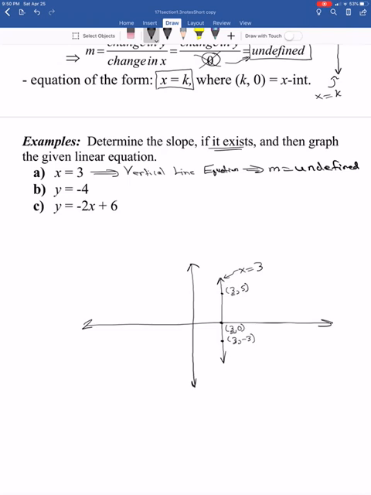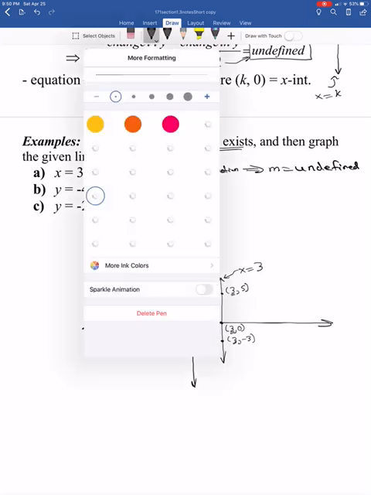So if you're using slope, what would happen? If you were taking the two points here, (3, 5) and (3, 0), when you go to your denominator, 3 minus 3, you get 0. You can't divide by 0, so it's undefined. Undefined slope with that. Now let's go to our example B.